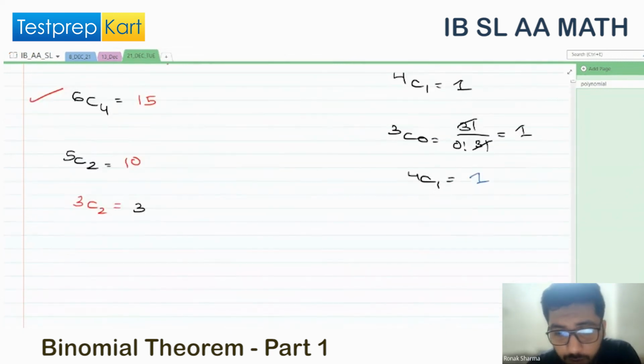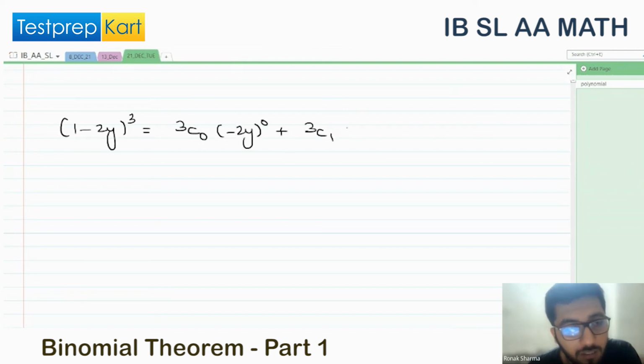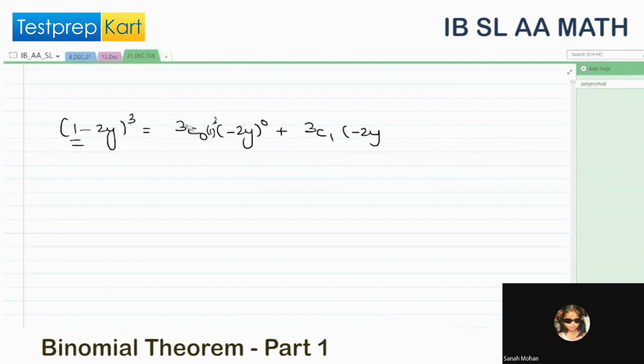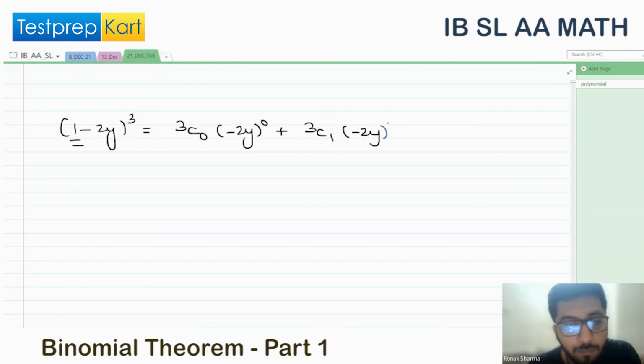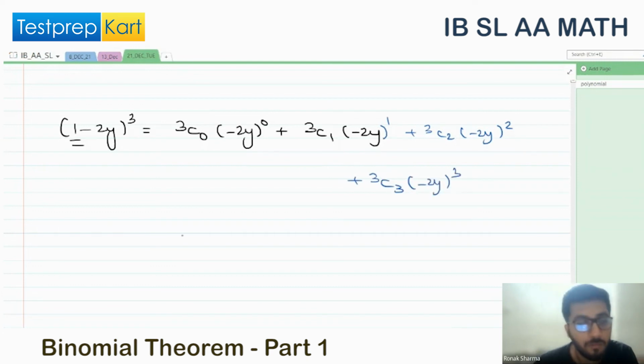1 minus 2y whole cube. So that will be what? 3c0 minus 2y power 0. 3c1 minus 2y, because we are having 1, so I will write 1 power 3. So it is not going to make any difference, right? And 3c1 minus 2y power 1. 3c2 minus 2y power 2. 3c3 minus 2y power 3. What will be the final answer? Tell me. After solving and finding the values, then multiplying, what will be the final expression?